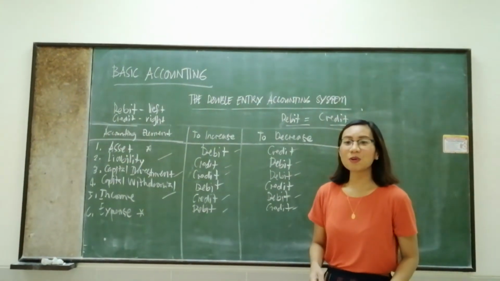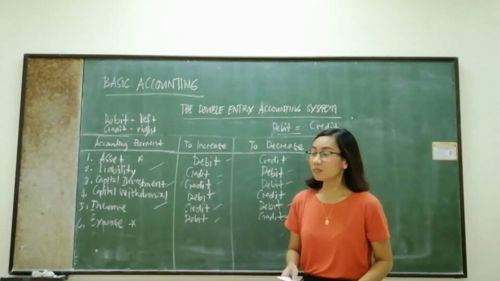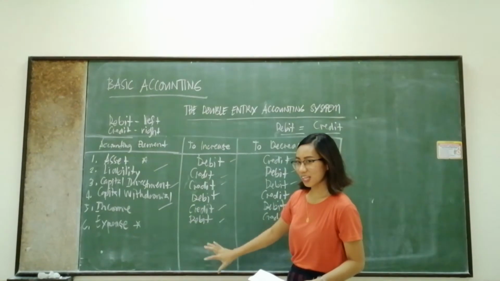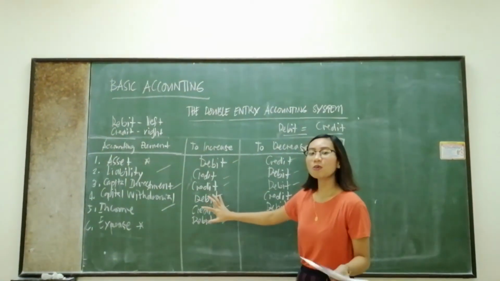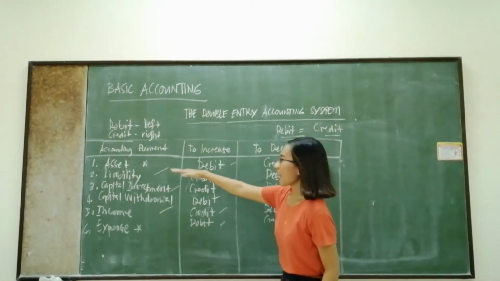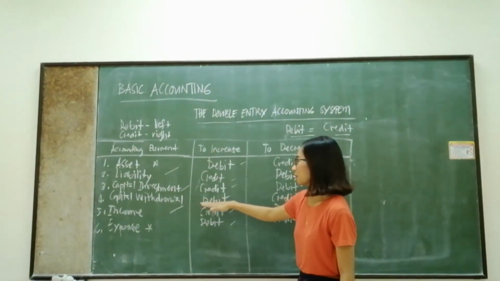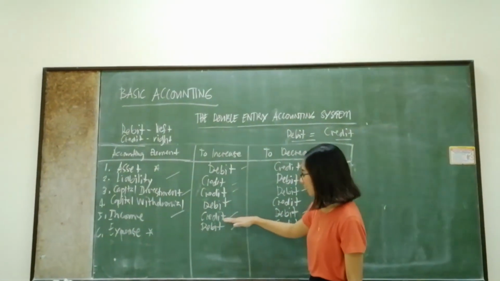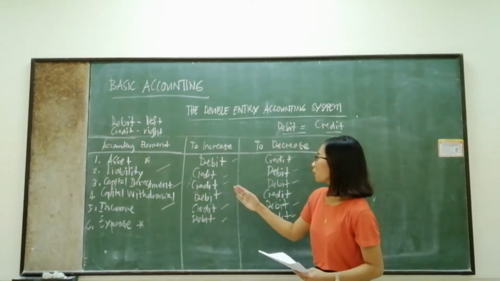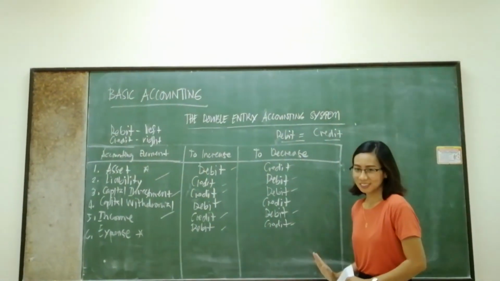So class, if you are having a hard time remembering the table, you only need to familiarize yourself with the to increase part. Okay? You get me? So, to increase: asset is debit, liability credit, capital investment credit, capital withdrawal debit, income credit, expense debit. It will be easier for you to remember the decrease part because the effect is opposite.